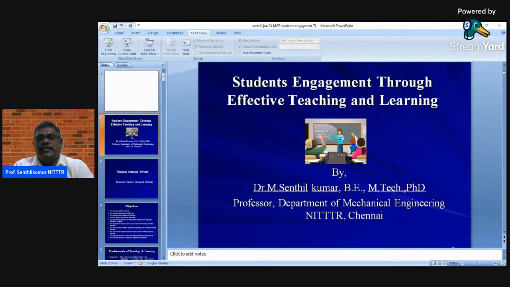Suppose we are teaching the power plant subject. In the power plant subject, we are teaching the thermal power plant. Suppose it's a hydel power plant, we have to bring all the ideas, all the things into the classroom. Different methodology, different aids. These are the things we have to bring into the classroom. That is a teaching approach.